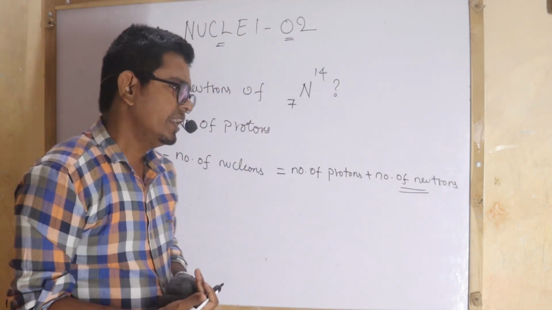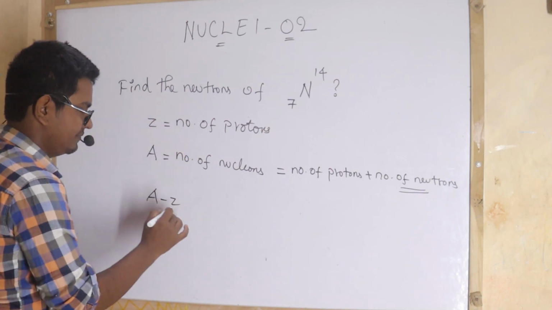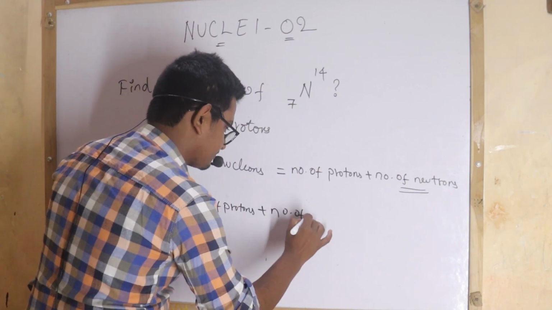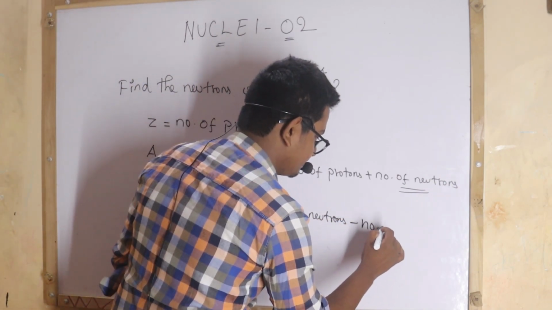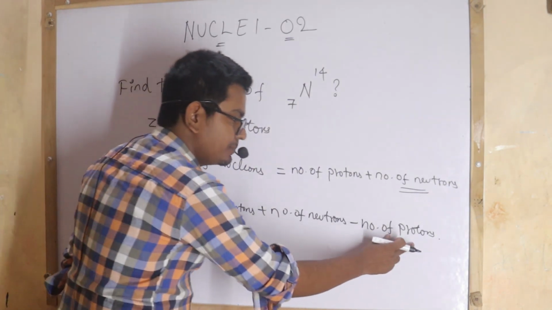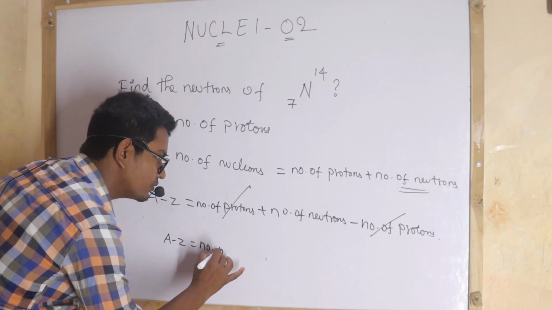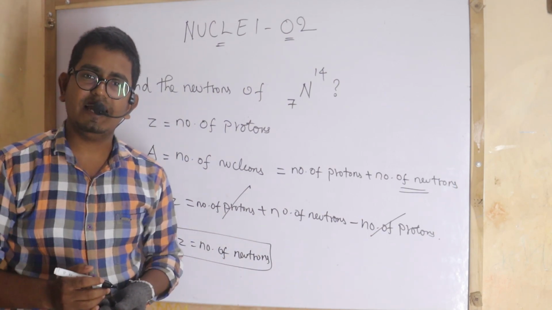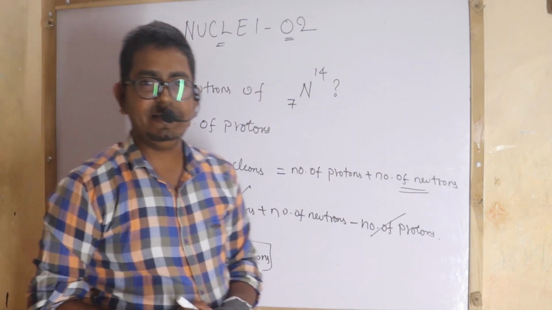So how to find the number of neutrons? It's very simple. A minus Z. This is the number of protons plus the number of neutrons, minus Z, which means the number of protons. As you can see here, it is the number of protons and minus the number of protons. They will cancel each other and A minus Z is nothing but the number of neutrons. So if we want to find the number of neutrons present inside the element, we should know the atomic number and the mass number. These two things are very essential to know.